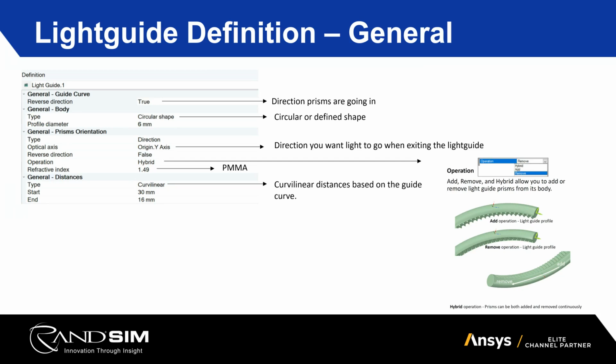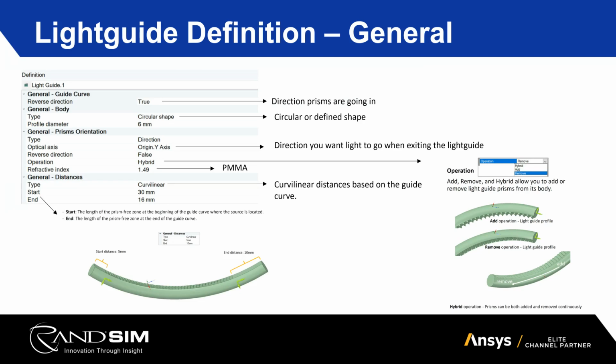Then for the distances, we're going to go curvilinear. This just means that the distance is based on the actual curve that we are selecting. That can be changed, but I'm not going to get into all the nitty-gritty details right now. Then we also do have a start and end. This is basically the gaps that are created at the beginning and the end, because a lot of times we don't need to have the prism going the entire way, especially if there's no light that needs to be seen right there. So I was explaining that.